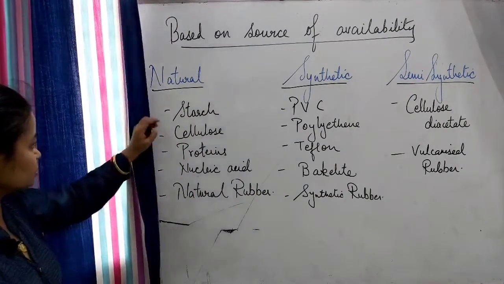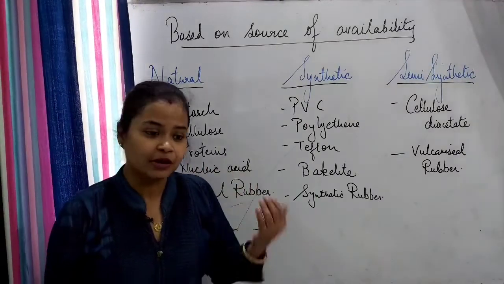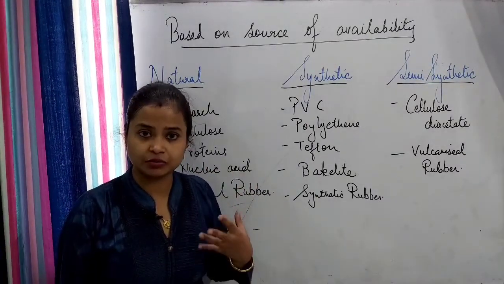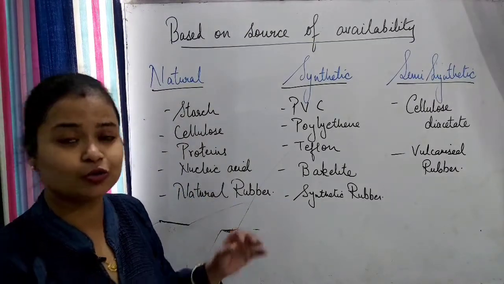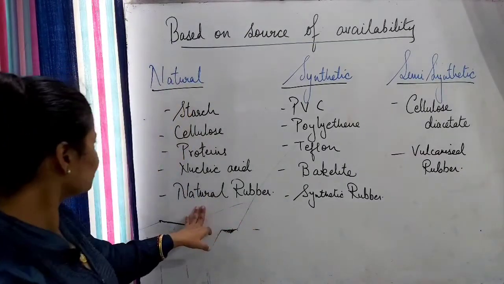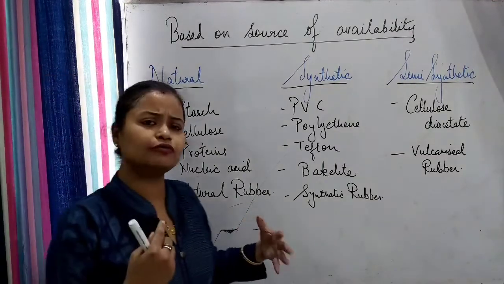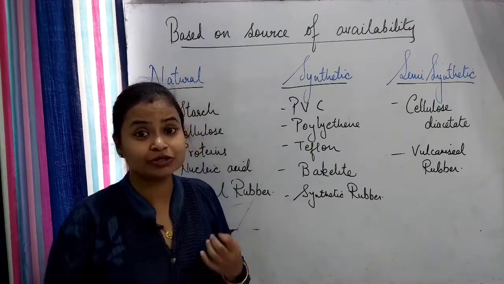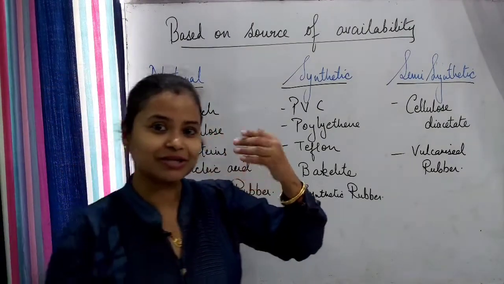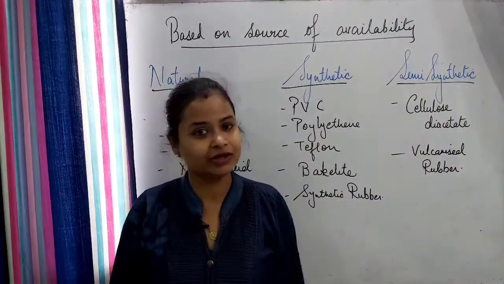Now you see this starch, proteins, nucleic acid are also called biopolymers because they help us in the growth and development of our body. That's why they are also called biopolymers. Rubber is not a biopolymer because rubber is not needed for our growth and maintenance of our body. But natural rubber is obtained as a colloidal solution, the latex of the rubber tree.